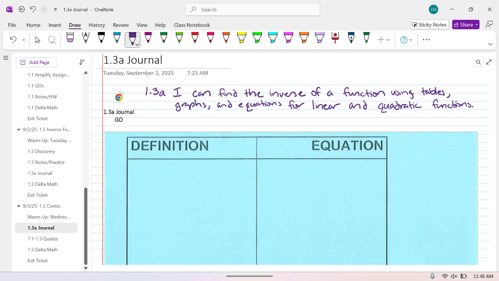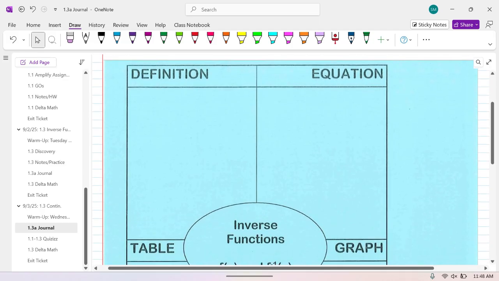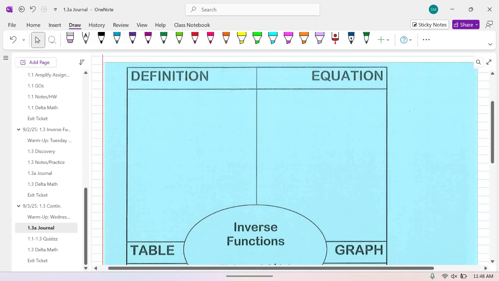So essentially, we're going to start with reviewing what we learned yesterday, which is going to be the definition, the table, and the graph section. And then the new part is going to be essentially what we briefly discussed with your exit ticket from yesterday. So how to go from your starting equation to the inverse equation. Now, let's start first with the definition.